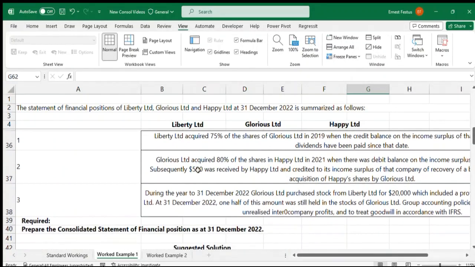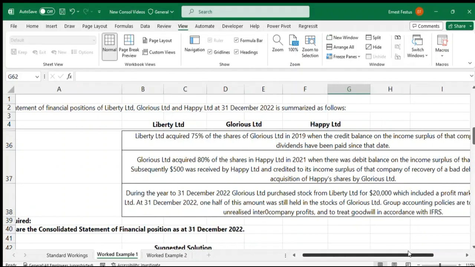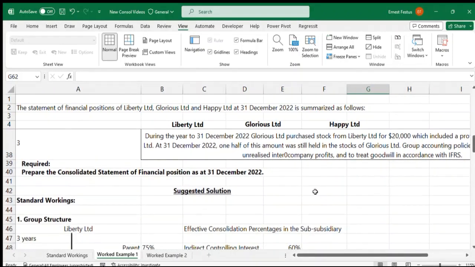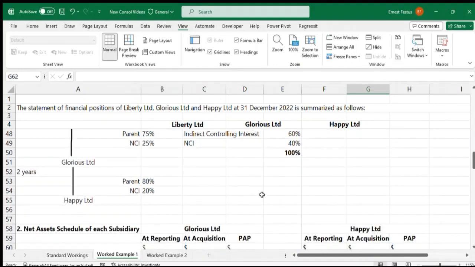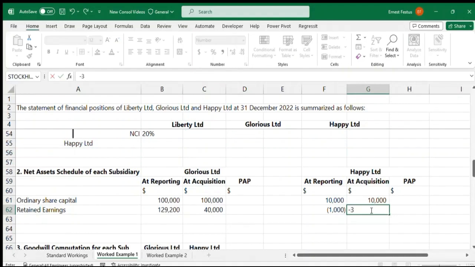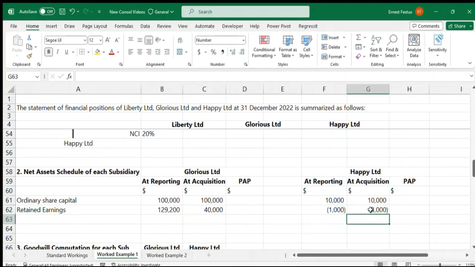So let's see. Glorious acquired 80%. Okay, that is for the group structure, when there was a debit balance on the income surplus of that company of $3,000. So there is a debit balance on the income surplus or the retained earnings account. Now retained earnings is a component of equity, and equity has a credit balance. So if it is having a debit balance, it means it's a negative figure. We have negative 3,000 there as our retained earnings at acquisition.